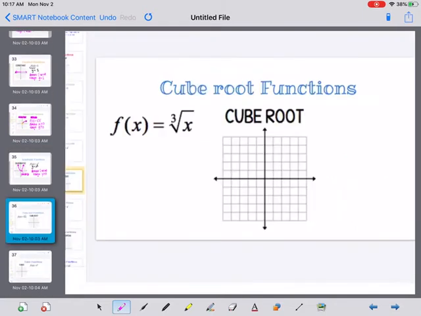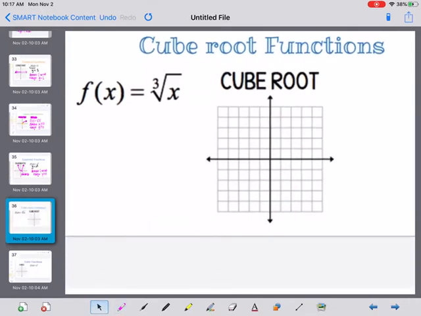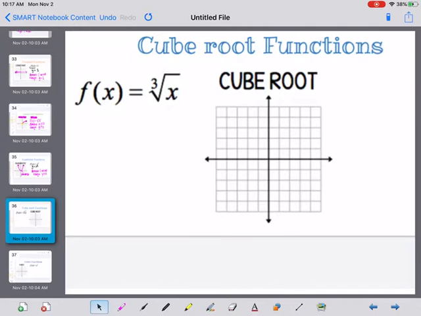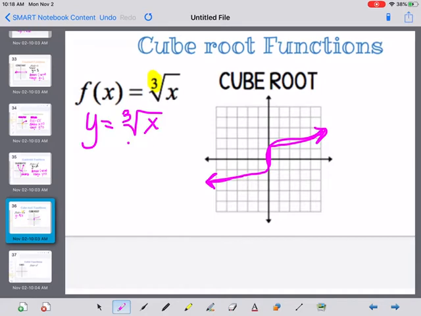Our next parent function is cube root, which is obviously just like your square root, but a cube means what? Cube means 3. So squared is 2, square root is 2, cubed is 3, so y equals the cube root of x. And anytime you see your equation start with the cube root of x, your graph is going to look like this. It's almost like a funny looking S.